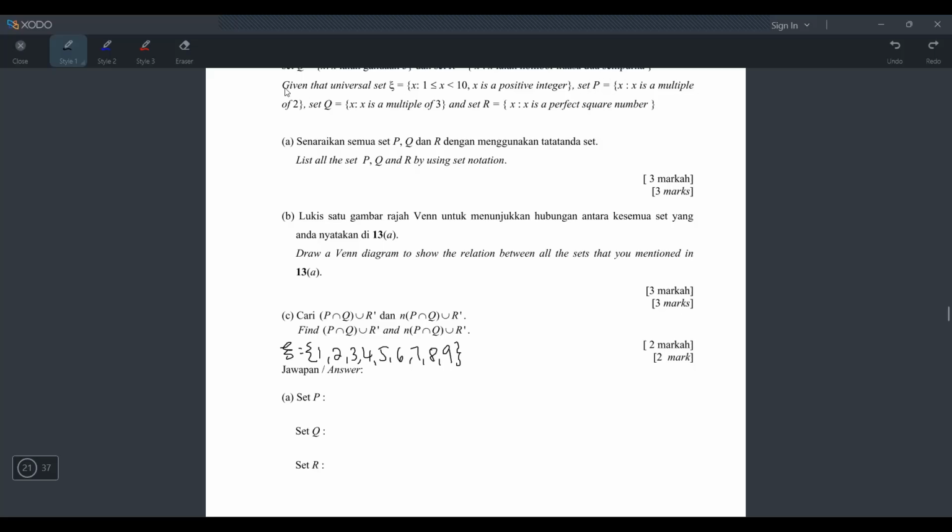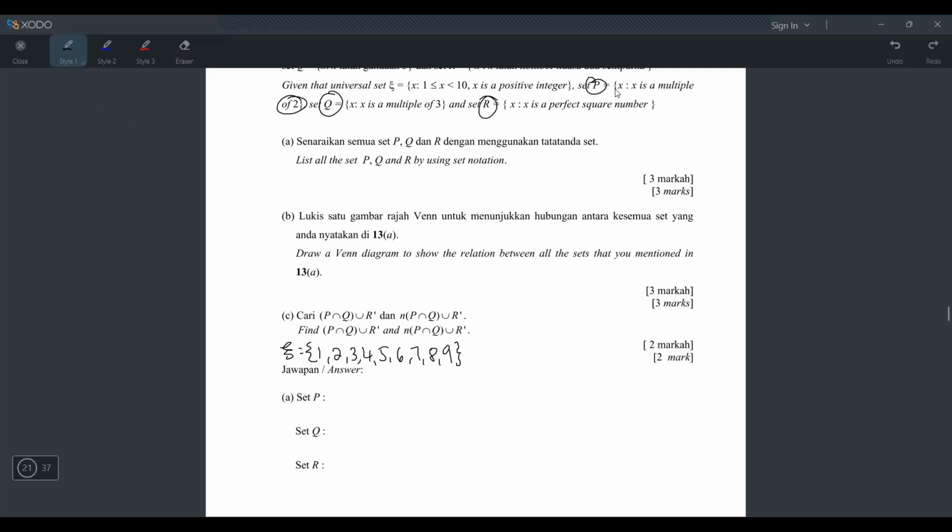And then set P is multiples of 2. But when you list down set P elements, you can only write elements that are in the universal set, right? Same with set Q and set R. And then they say list all the P, Q, R by using set notation. So they don't want me to list the universal set. They only want me to list P, Q, R. But let me tell you something. You have to list the universal also. Because if you don't list the universal, how do you list P, Q, R? P, Q, R, you can only list what is in the universal. So in the end, you have to list the universal also.